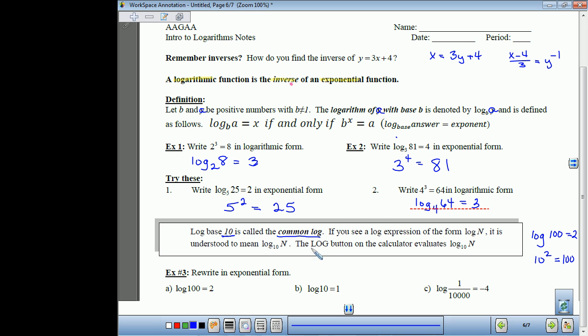Okay, now, we do have a log button on our calculator. And that log button on the calculator is evaluating in base 10. Which is rather nice.